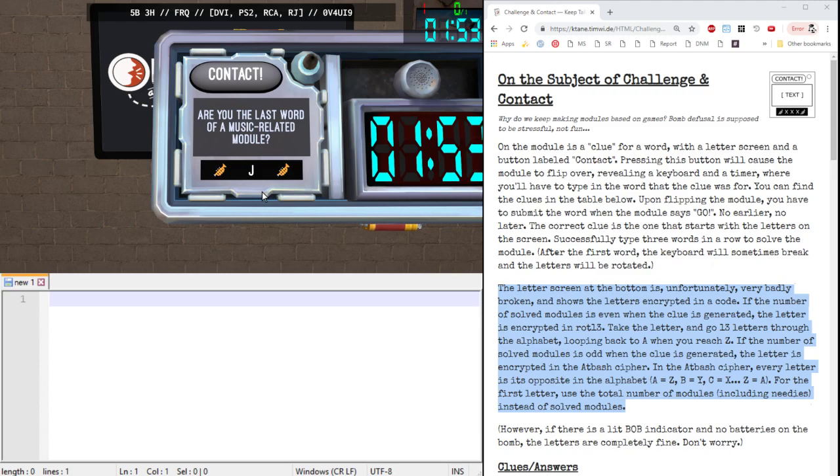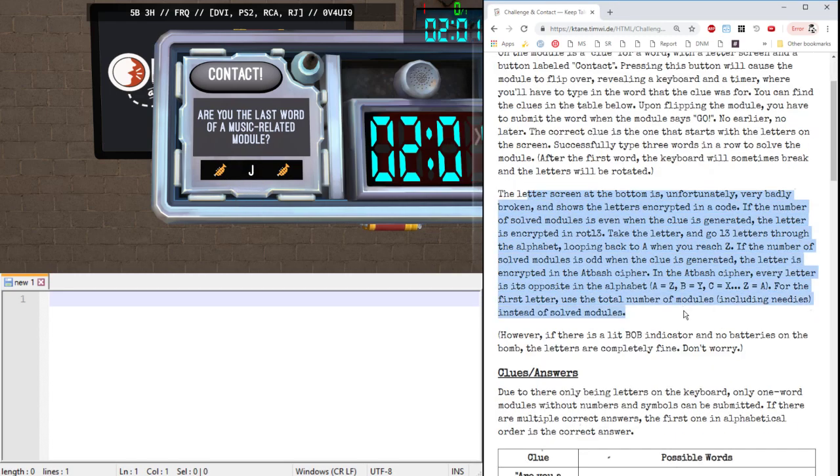So how are we going to do this one? Well, are you the last word of a music-related module? J is our first letter. Well, what do we do with this J? Well, the letter screen at the bottom is broken and thus encoded. So it has a section if the number of solved modules is even when the clue is generated, or when it's odd when the clue is generated.